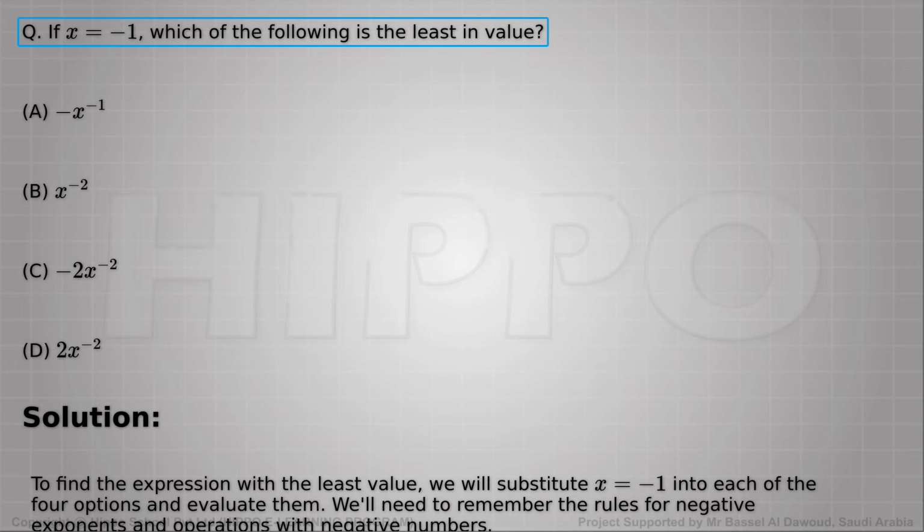The question asks us to find which of the four given expressions has the least or smallest value when x is equal to -1. The most straightforward strategy here is to substitute x equals -1 into each option and calculate the result. This requires us to be careful with our exponent rules and negative signs. Let's go through it step by step.